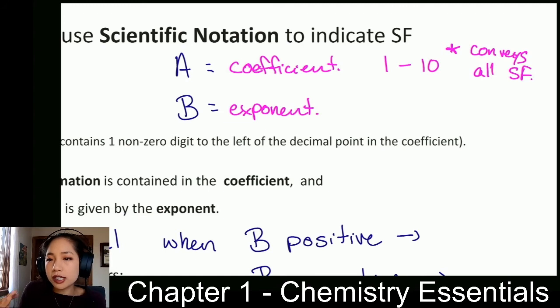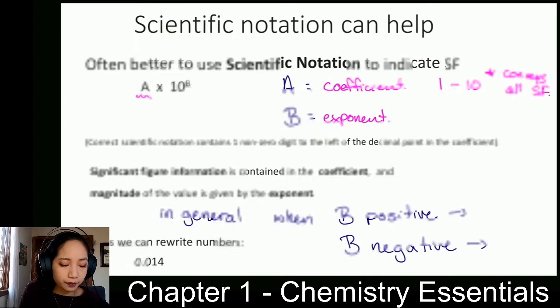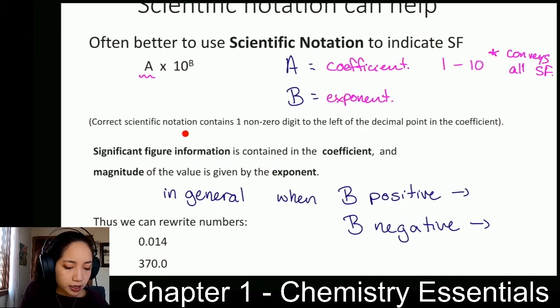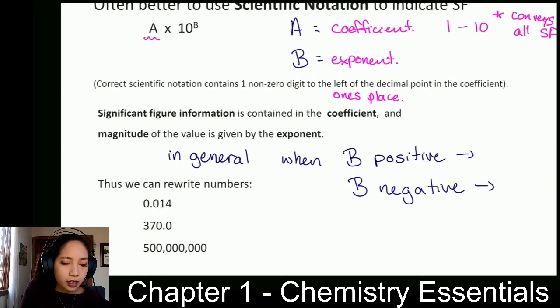So this just tells us how large or small that value is that you're trying to convey. All right, so what do I have here? Scientific notation contains one non-zero digit to the left of the decimal place. So what that means is that this coefficient number a just needs to be between 1 and 10, that there's one non-zero digit to the left of the decimal place, essentially the ones place, that there's one digit in the ones place. All right, and so again, significant figure information is contained within the coefficient, so our a value.